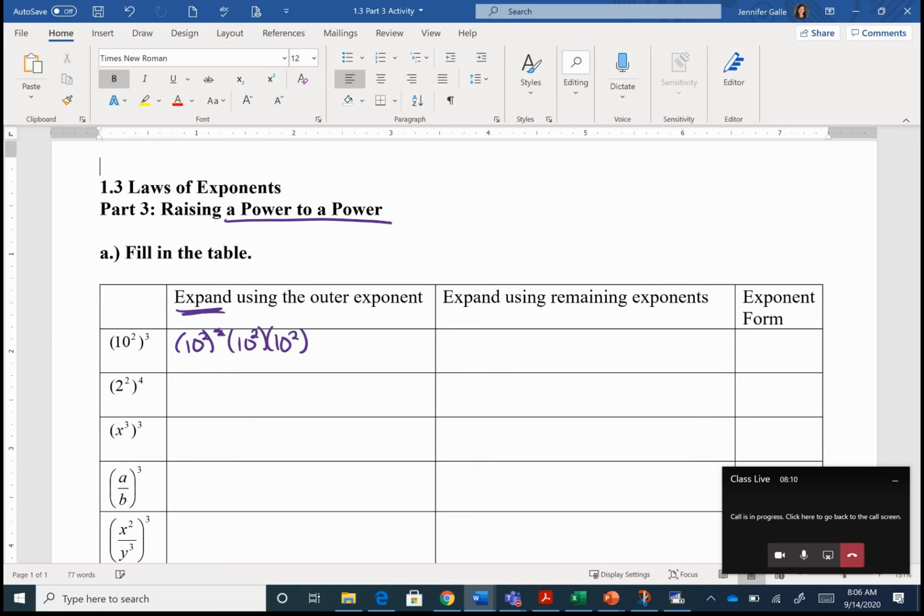So the outer exponent is a 3. So that means we have 10 to the second power 3 times. So we're going to go 10 to the second 3 times. Now that next column, it says expand using the remaining exponents. So now instead of 10 to the second, I'm going to have 10 times 10. Instead of 10 to the second, 10 times 10. Instead of 10 to the second, 10 times 10.